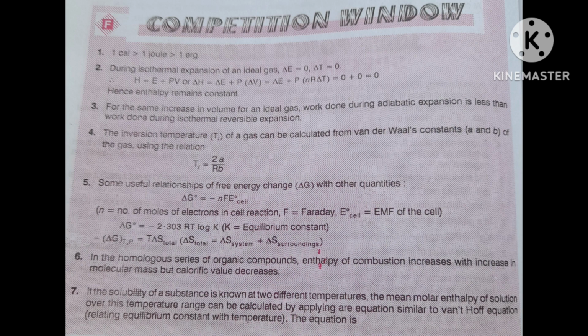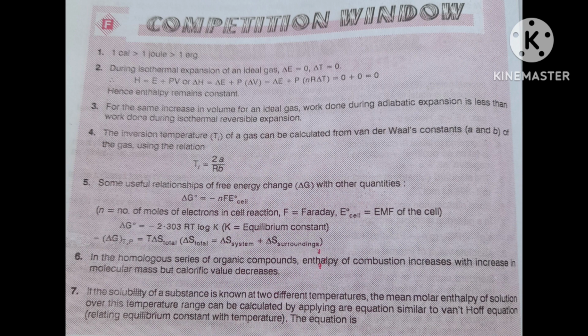You remember, in the case of adiabatic expansion, Q is equal to 0, means neither heat will enter nor leave. Correct? Now, next important point, the inversion temperature Ti of a gas can be calculated from van der Waals constants. Van der Waals constants are small a and small b. Small a is related to attractive force, and b is related to volume.